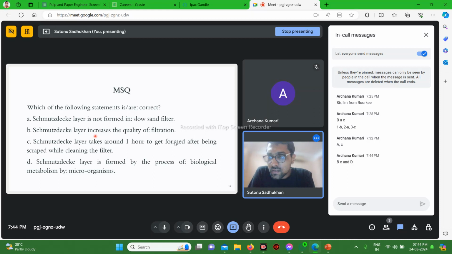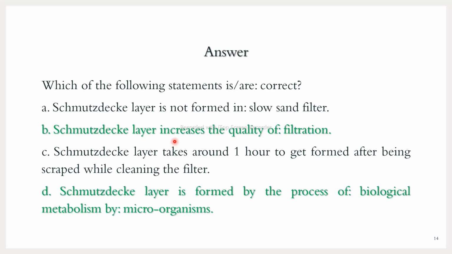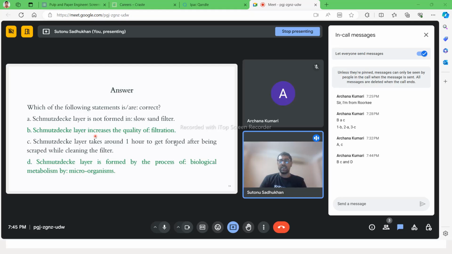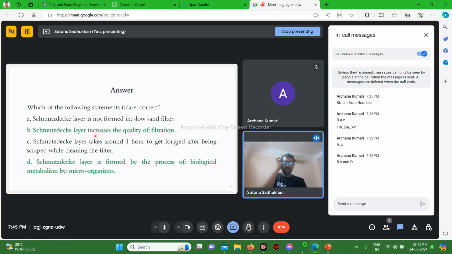B, C, and D. Increases the quality of filtration to some extent, yes. Usually it takes around 1 hour to get formed after being scraped while cleaning the filter. Okay, this is what is being treated as correct. Smooth layer is formed by the process of biological metabolism by microorganisms. Okay. So the correct answers are option B and D. So B and D you have identified as correct. And a slow sand filter obviously forms this smooth layer, so option A is not correct.